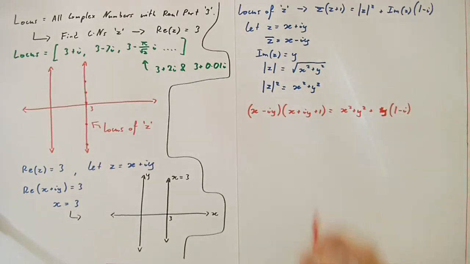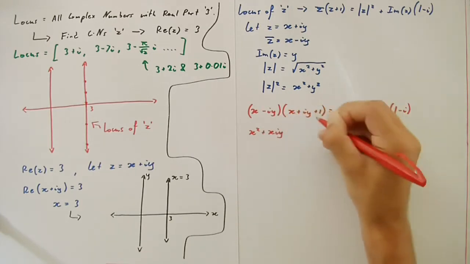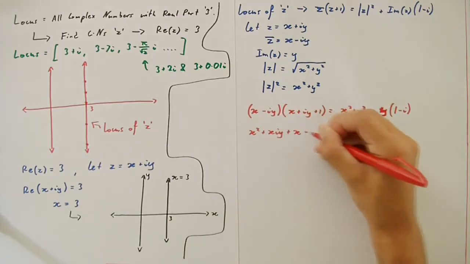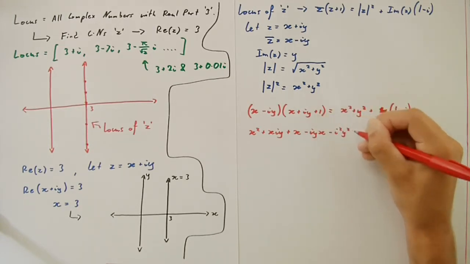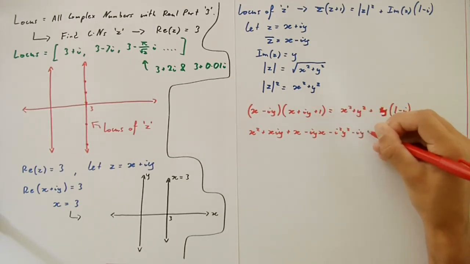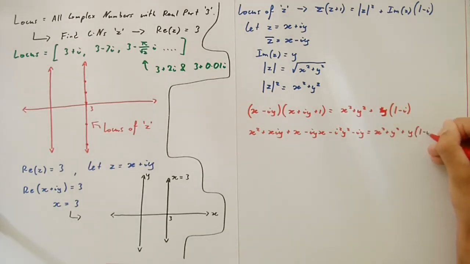And now expanding all of this is going to give us x squared plus xiy plus x minus iyx minus i squared y squared minus iy, which is equal to x squared plus y squared plus y times (1 minus i).